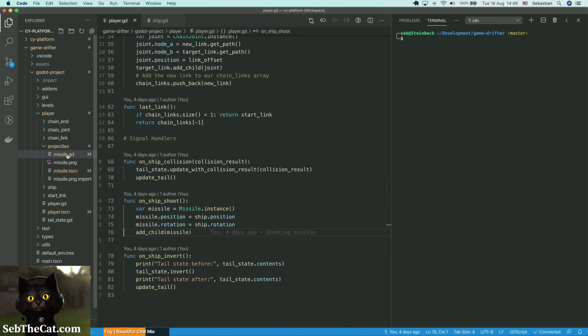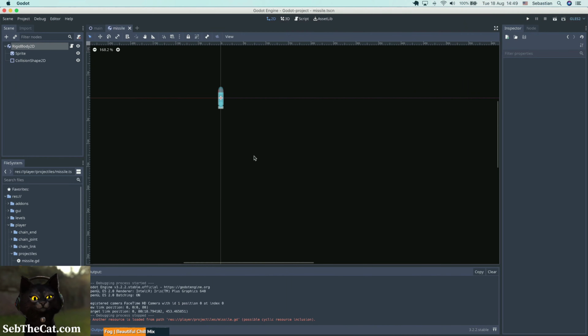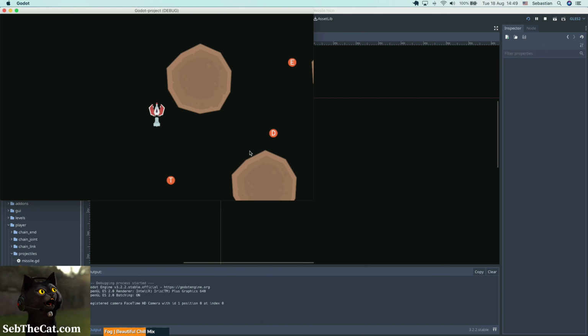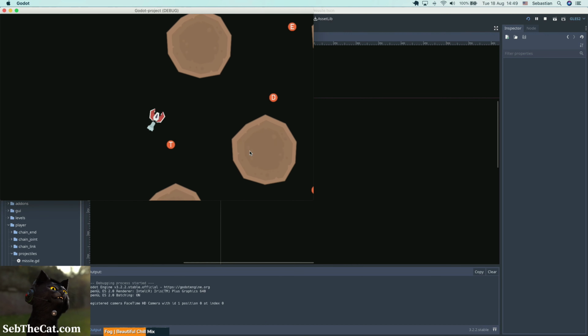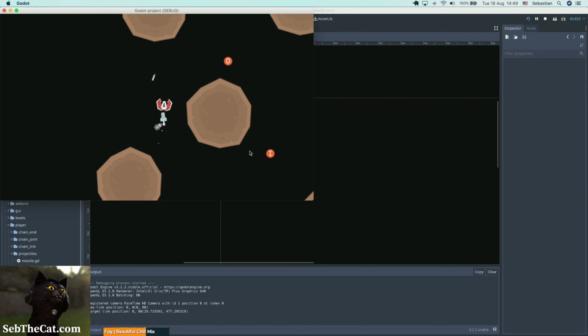Okay. Okay, maybe we need the acceleration to decrease a little bit. Maybe even something like that. Okay, that's feeling a little better. Yeah, there you go. So it starts off slow and then it sort of rockets.